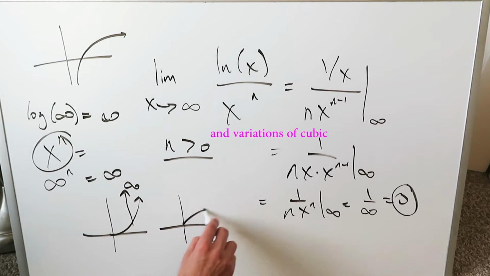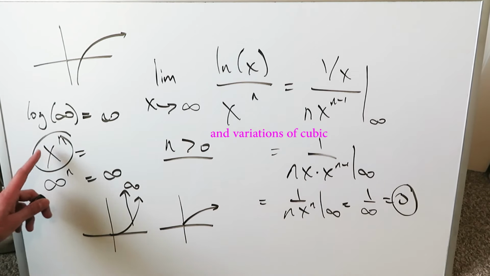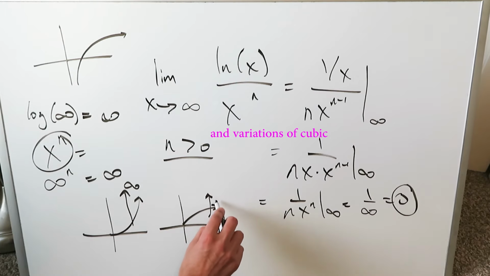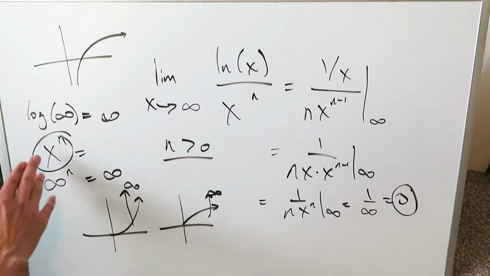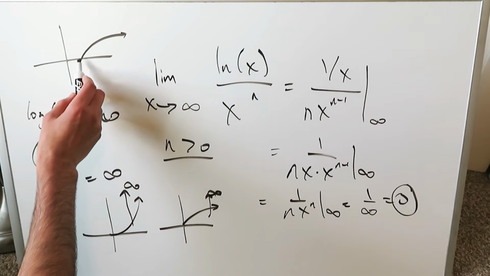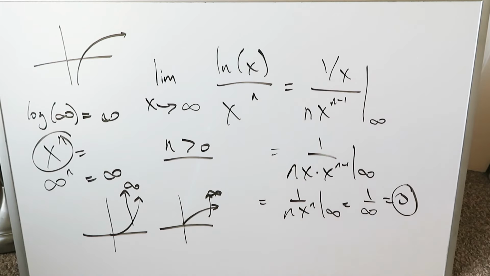It can even be a root type of graph, like a square root, because with x to the power of n, where n is equal to a half, you have a root. This also is approaching infinity much faster. Anytime you have x to the power of n, that is approaching infinity much faster than any of your logarithmic graphs. And that's the importance of this.